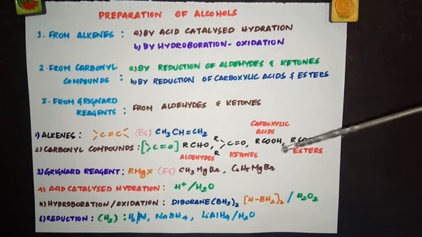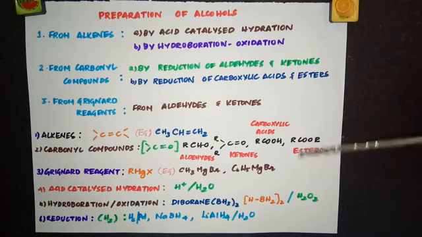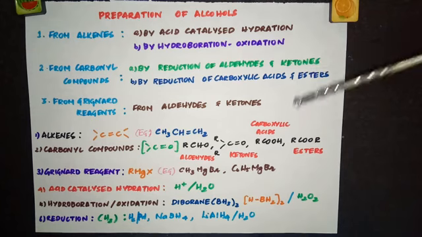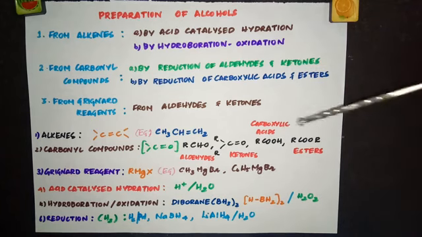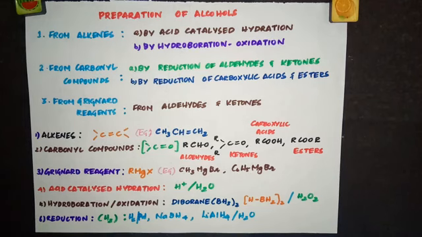Next one is ester. If you replace this H in carboxylic acid by an alkyl group, then we call that an ester. The functional group of ester is COO, or you can say C double bond O, and you have two R. See, these two R's need not be the same alkyl group. You can have methyl on one side and ethyl on the other side. In such cases, we write R, R dash to differentiate between the two alkyl groups. So all these four come under carbonyl compounds, and you can prepare alcohols from any of these carbonyl compounds.